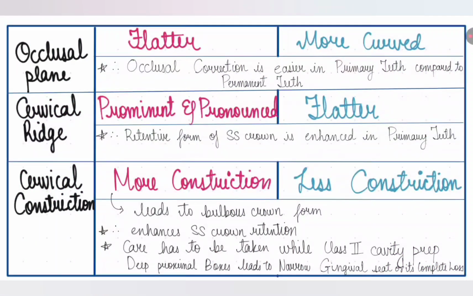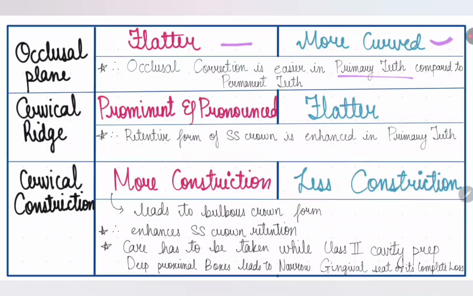Next we have the occlusal plane. The occlusal plane in primary dentition is flatter. It is more curved in permanent dentition, like what we talk about as the curve of Spee. The teeth are arranged like this. So therefore, what is the clinical significance? Occlusal correction is easier in primary teeth compared to the permanent teeth, right?